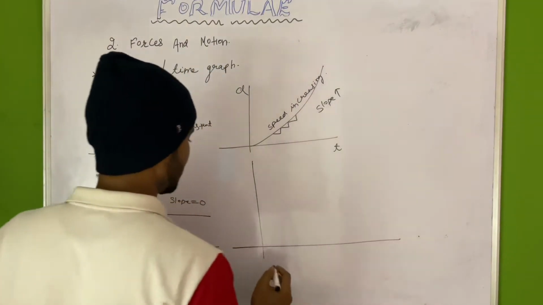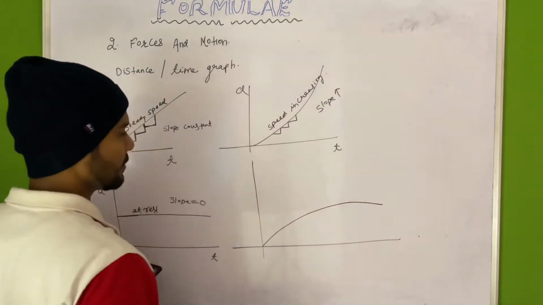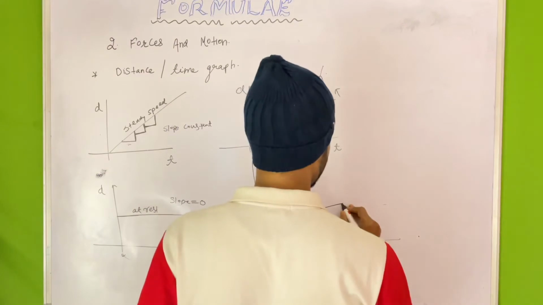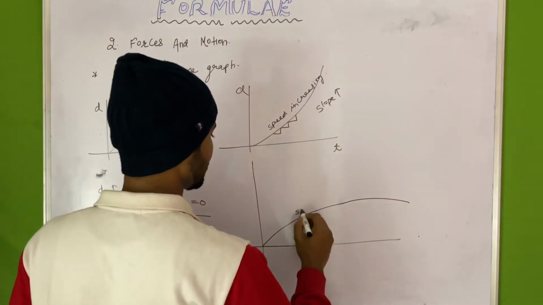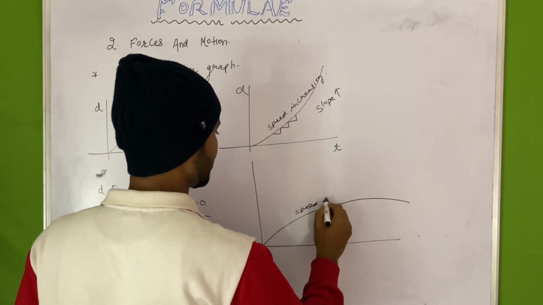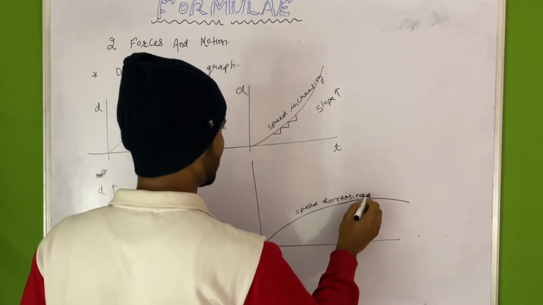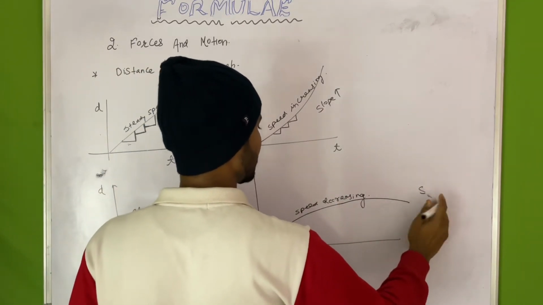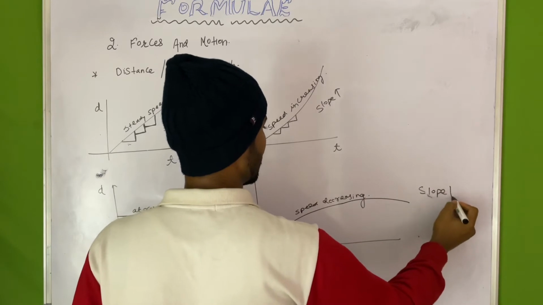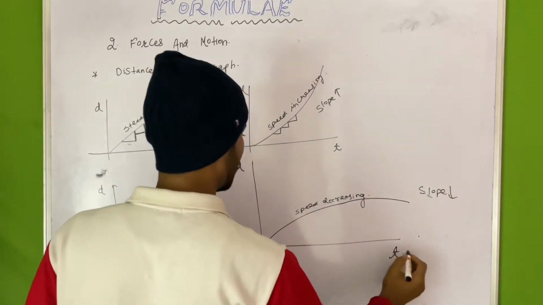Next is this. So here in this curve we have speed is decreasing. So slope is decreasing. This is our distance and this is our time.